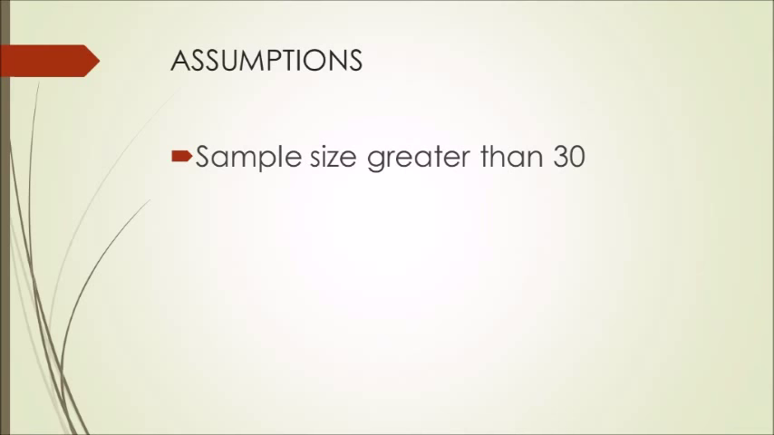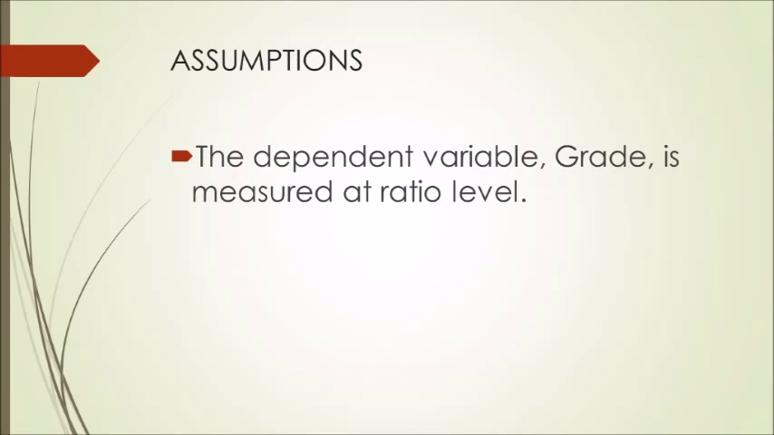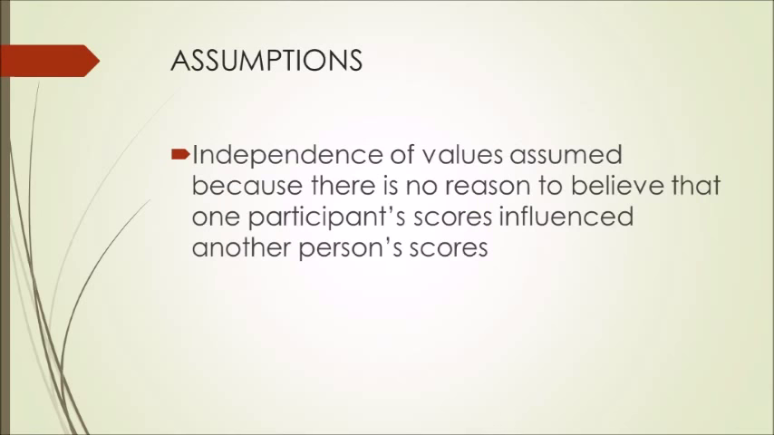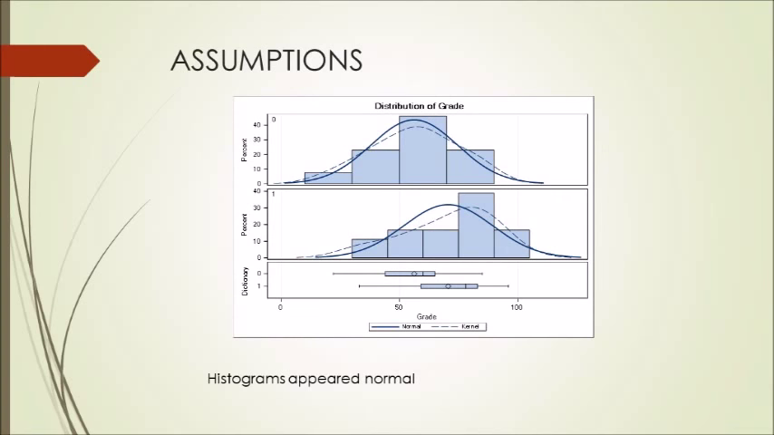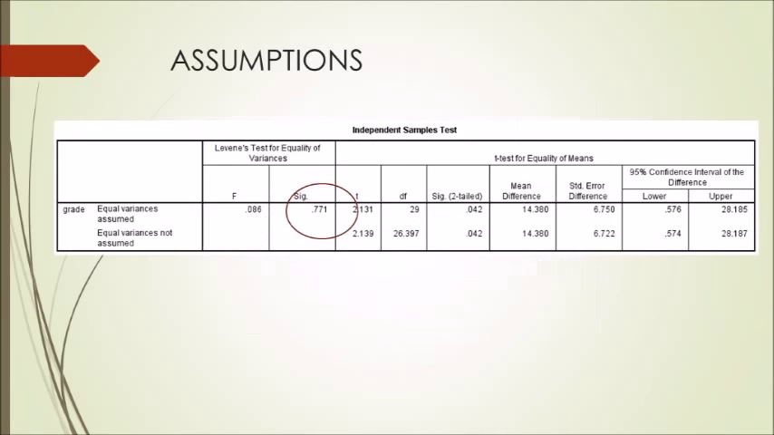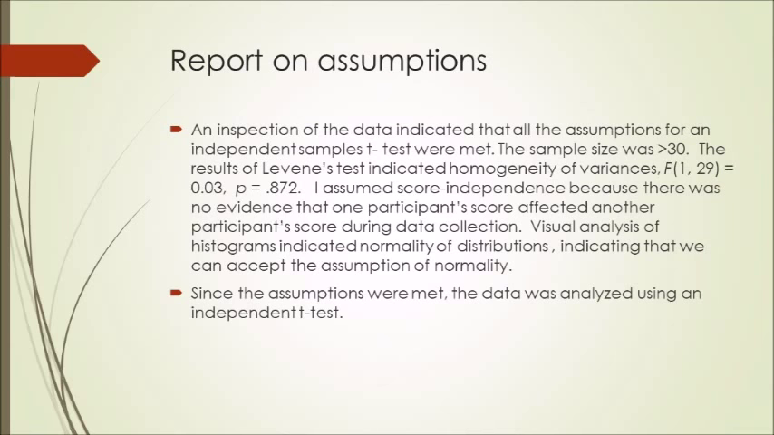Next, I examined all the assumptions necessary to run an independent t-test. My sample size was greater than 30. The dependent variable grade was measured at the ratio level. There was no reason to think that one participant's scores had influenced another participant's scores, and the histograms indicated a normal distribution. Furthermore, Levene's test of variance had a significance of 0.771. Since all of the assumptions were met, the data was then analyzed using an independent t-test.